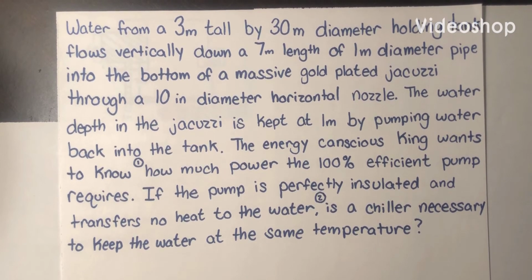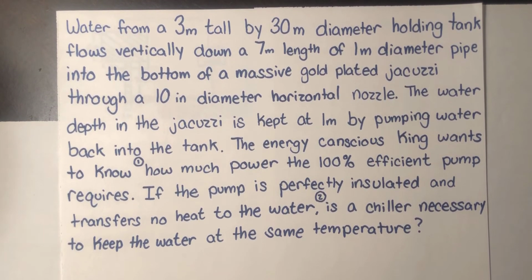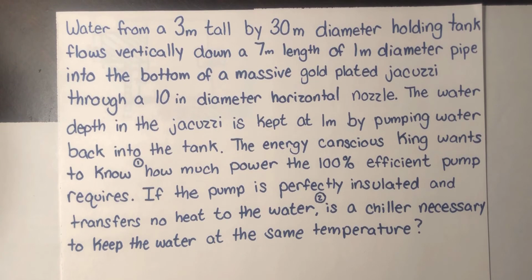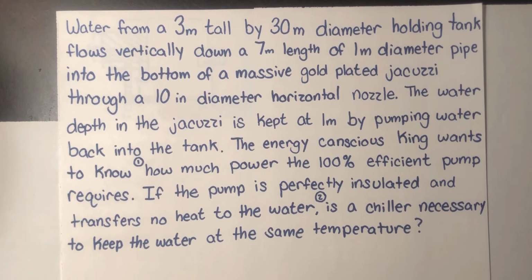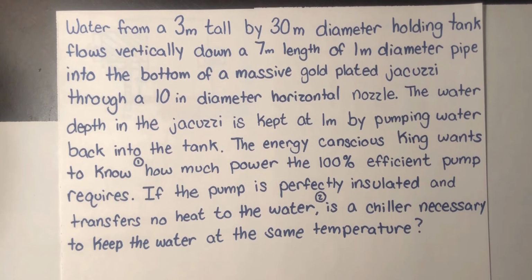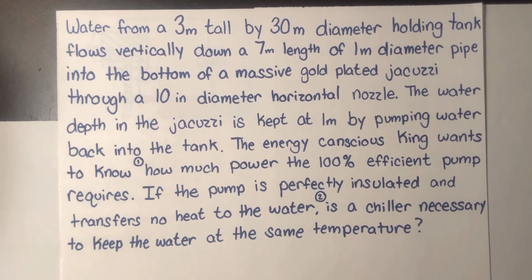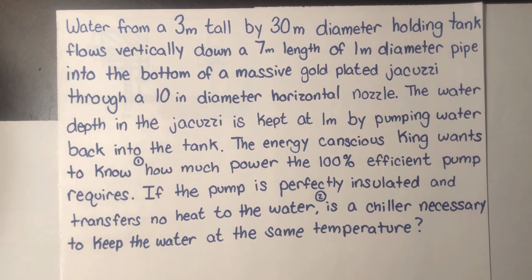Water from a 3-meter tall by 30-meter diameter holding tank flows vertically down a 7-meter length of 1-meter diameter pipe into the bottom of a massive gold-plated jacuzzi through a 10-inch diameter horizontal nozzle. The water depth in the jacuzzi is kept at 1 meter by pumping water back into the tank.